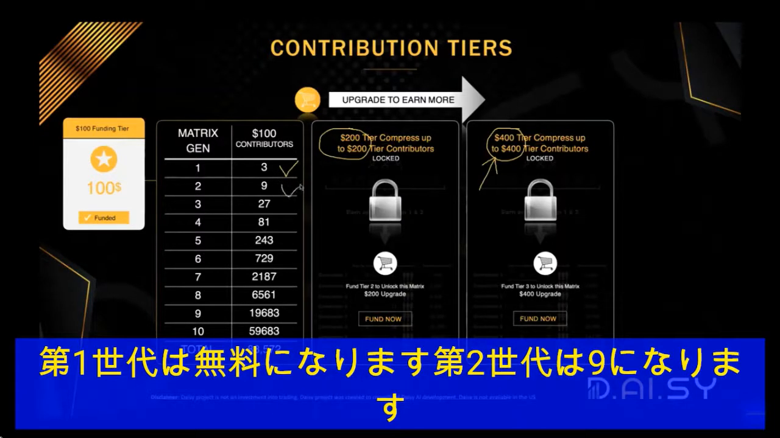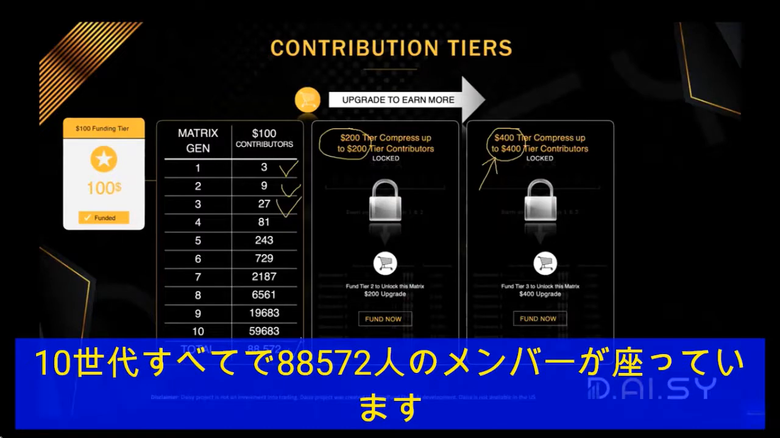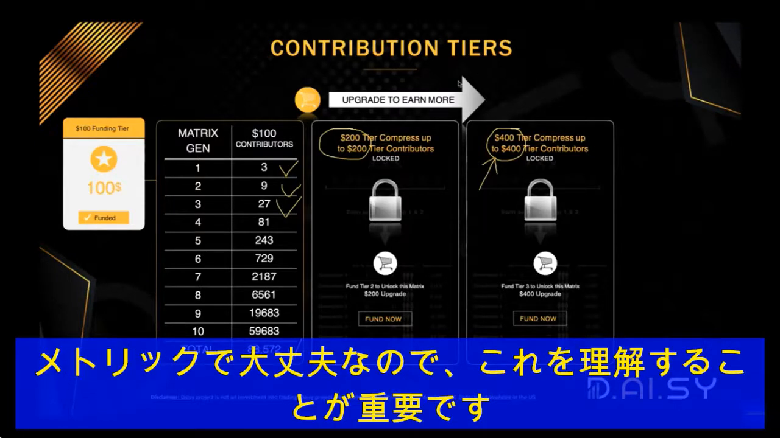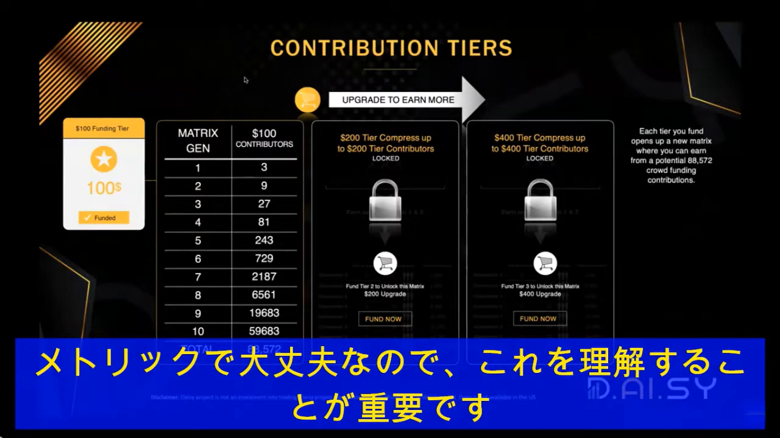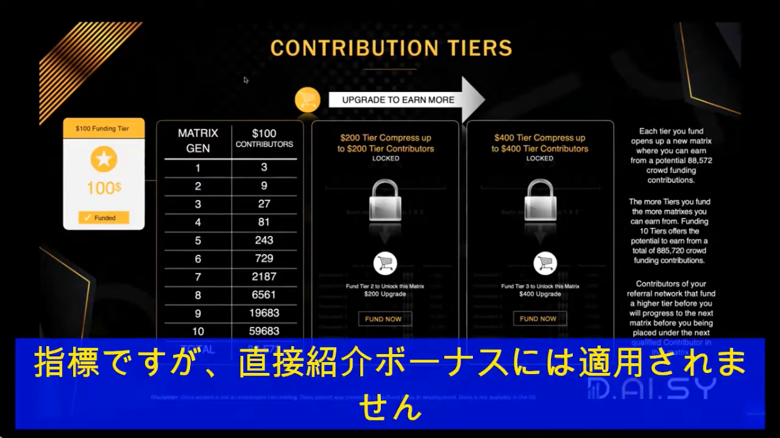And here, once again, you will see how many members are placed on the different generations. Generation 1 will be 3, generation 2 will be 9, generation 3 will be 27, and by the time you fill up all 10 generations, you will have 88,572 members sitting in your matrix, okay? So this is important to understand. The compression applies to the matrix, but it doesn't apply to the direct referral bonus, okay?